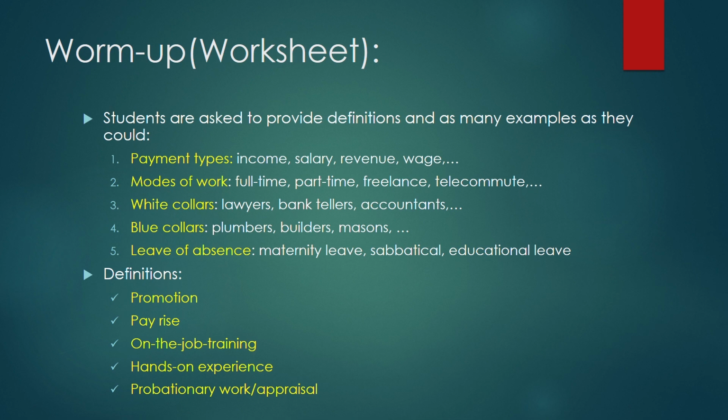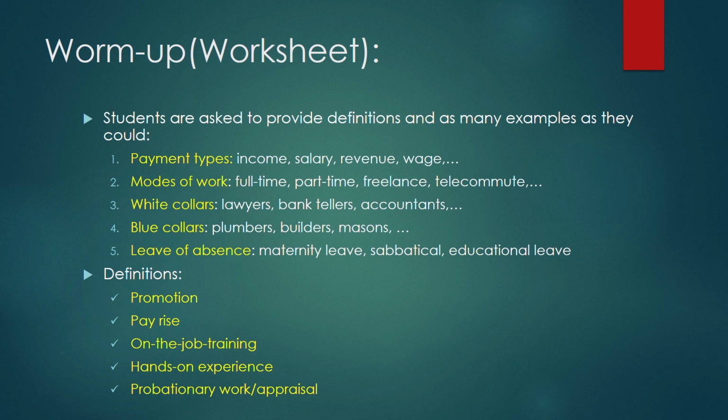So whenever you improve your career, improve your situation in your job, then you get a promotion. Pay rise is normally accompanied with a promotion, so an increase in your salary, your income, whatever. On-the-job training is normally when you require some extra training. So at the beginning of the employment, the employer is providing you some on-the-job training. They teach you the necessary skills.